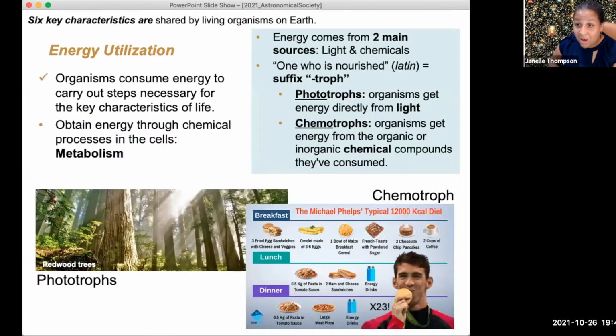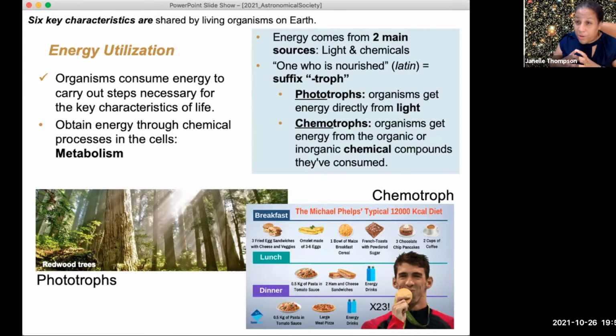Okay, so that was a long bit on evolutionary adaptation as the fifth example of a hallmark of life on Earth. So the sixth one is energy utilization. So all of those things we've just been talking about require energy. And organisms, they need to consume energy to carry out the necessary steps for these key requirements of life. And organisms obtain this energy through a process known as metabolism. And metabolism is something that happens in the cells.